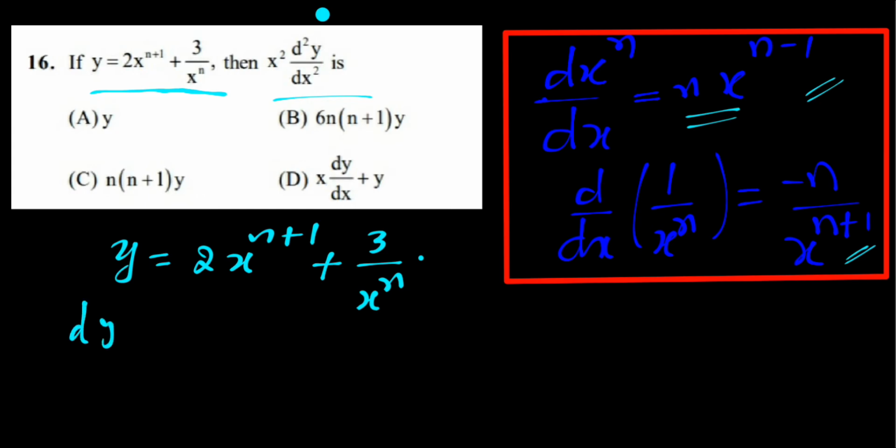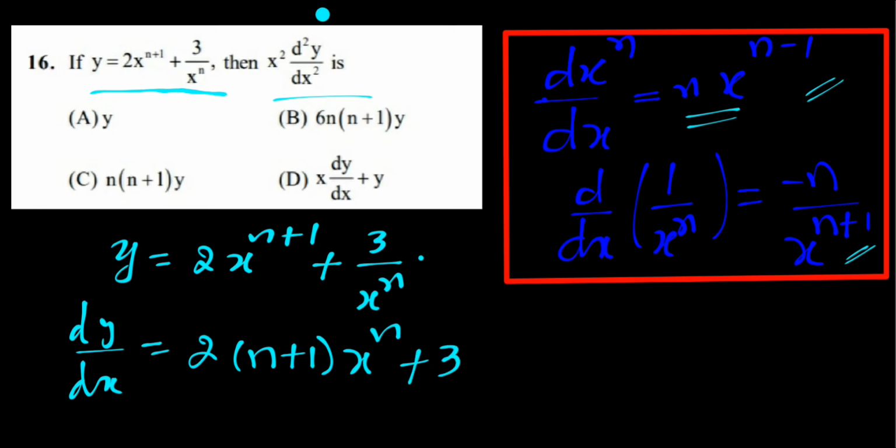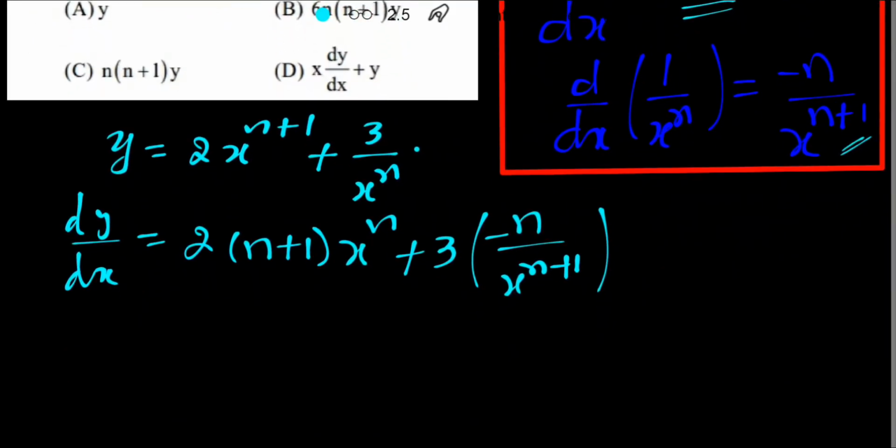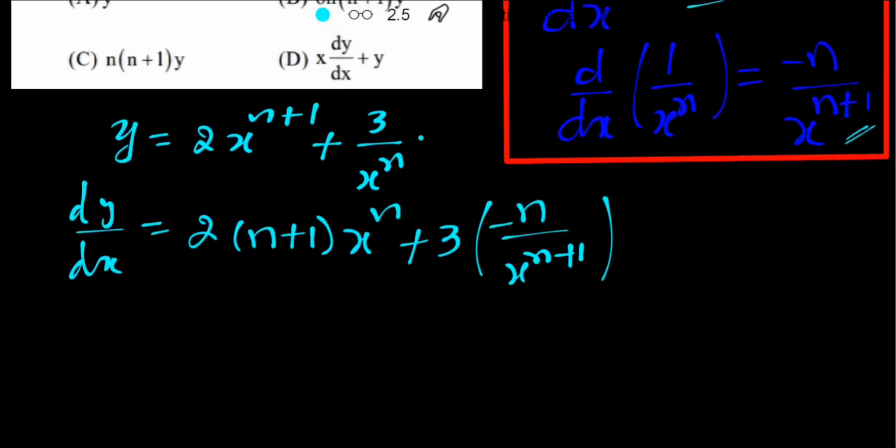First time derivation I am making. dy by dx is equal to 2 into x power n formula, n into x power n minus 1, n plus 1 minus 1, that is nothing but x power n you will get, plus 3 into 1 by x power n formula, minus n by x power n plus 1. Again we have to make the derivation. Before going to the derivation, we have to make some simplifications. Otherwise you can do it directly also.